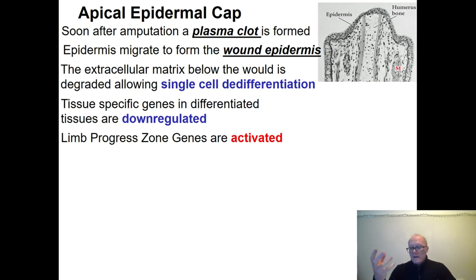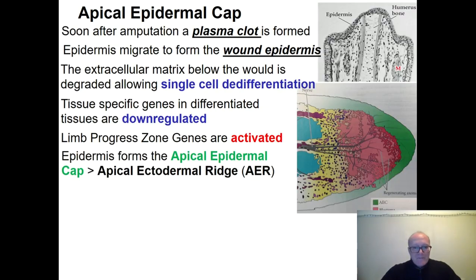I was telling you that the regeneration blastema resembles the progress zone during limb development. And in fact, the genes that are associated with the progress zone are also activated here in the regeneration blastema. The surface epidermis also becomes what is called the apical epidermal cap. And the apical epidermal cap is a signaling center very similar to the apical ectodermal ridge.